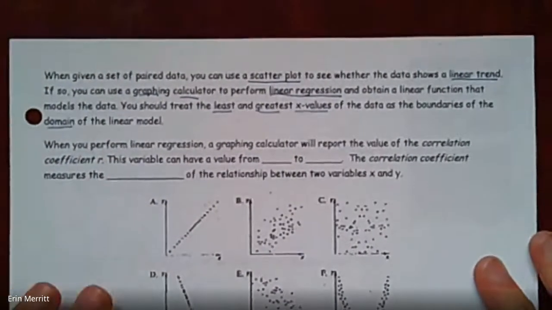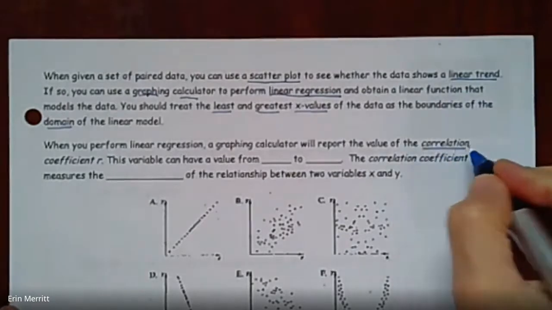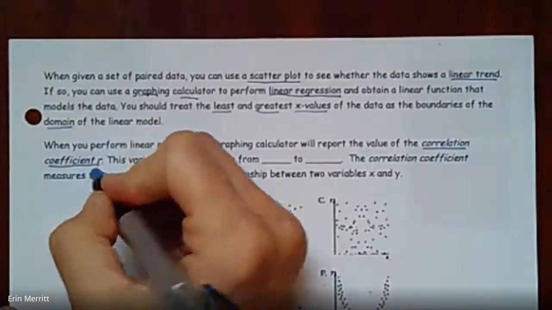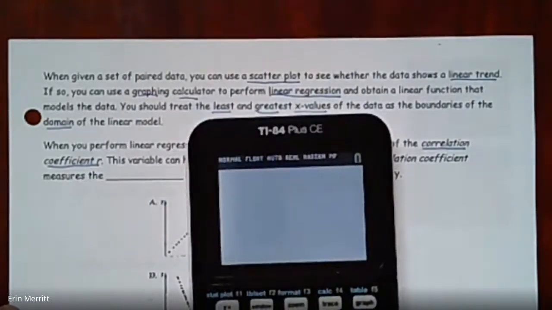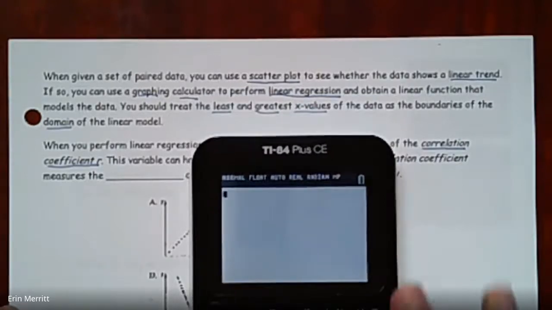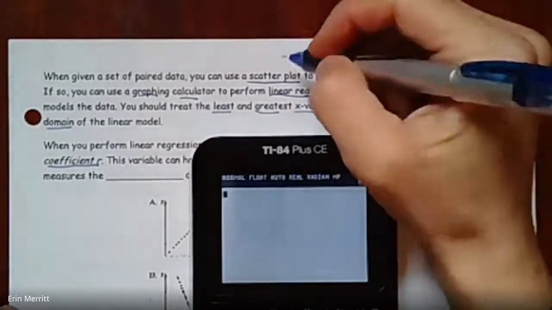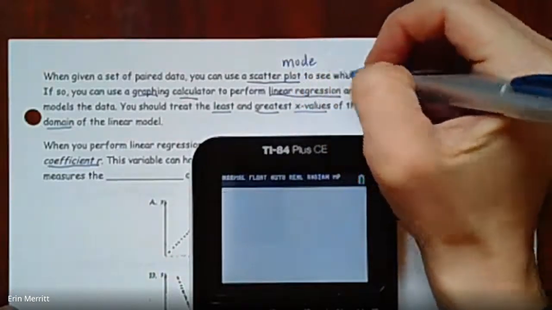So the second part says when you perform a linear regression, your graphing calculator is going to report the value of the correlation coefficient R, all right? To make sure that you get the correlation coefficient R, you have to make sure the diagnostics are on in your calculator. I'm going to show you right now, and I want you to have your calculator with you so that you can do this. But if for some reason it doesn't work or if you're not sure, make sure to ask me in class, all right?